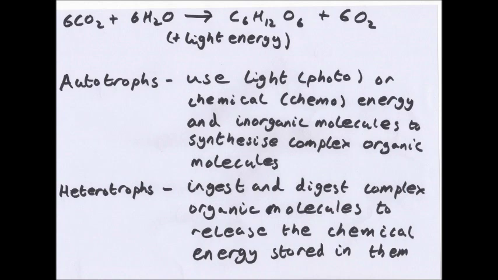And two definitions. Autotrophs, these are organisms which can use light or chemical, which is chemo, energy and inorganic molecules to synthesize complex organic molecules. So a photoautotroph is one that uses light. Chemoautotrophs are ones that use chemical energy. Now those are plants and bacteria.